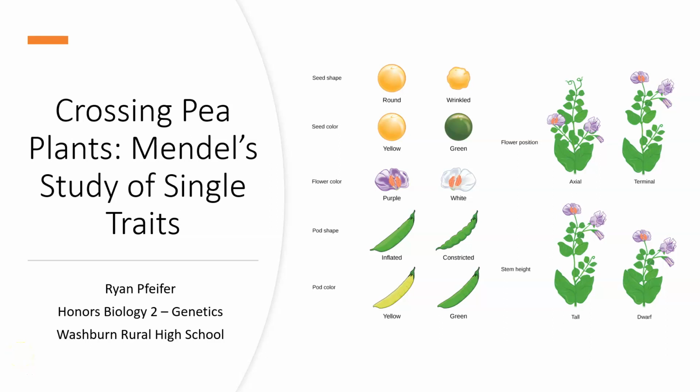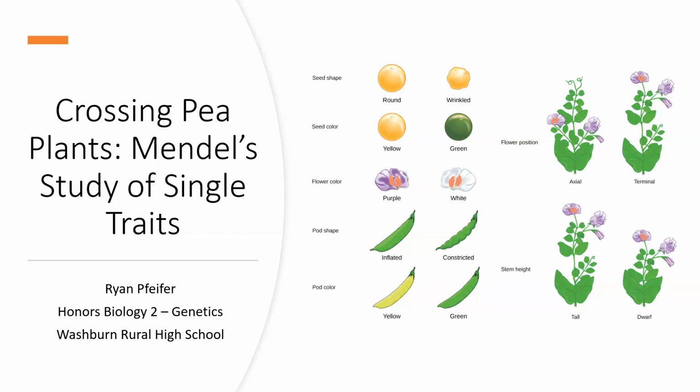Hey, Mr. P here. In this video, we're going to talk about how peas are crossed, how Mendel used peas, why Mendel used pea plants, and how he crossed and ran his experiments in order to study single gene traits. We call single gene traits monogenic traits because they are traits that are controlled by a single gene.